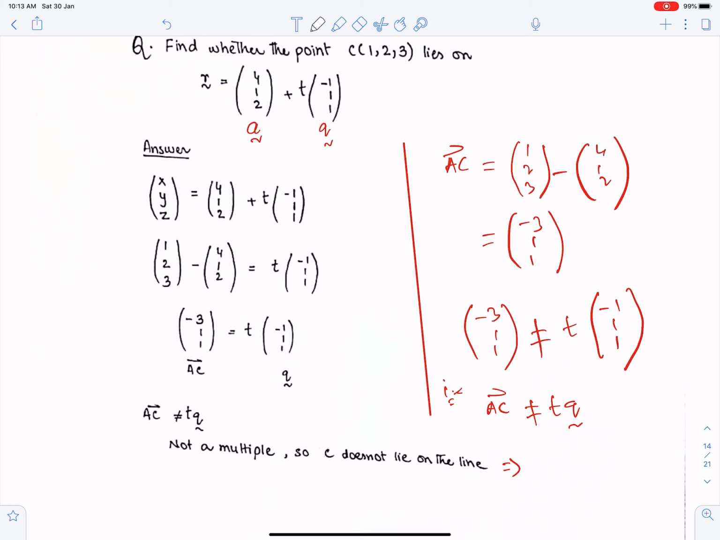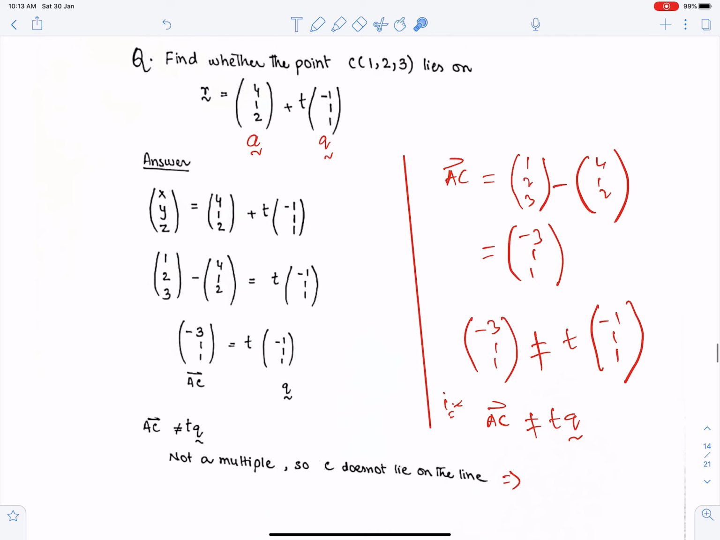So there are two methods. This is method 1 and this is method 2. The student replaces C here, and this is in fact AC. This is C and this is A, so this will become vector AC. So you have two options, either find AC separately or substitute C here. This vector is AC and it is not a multiple of this vector. Therefore, this point C does not lie on the line. Either use this or this, both methods are fine.